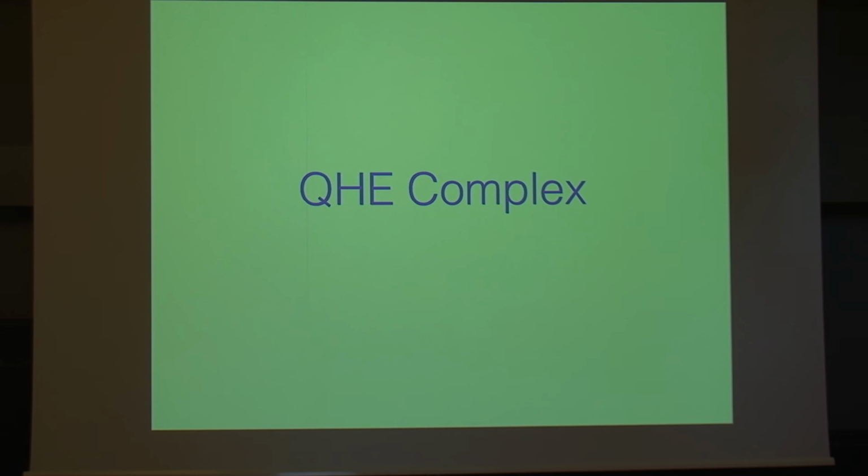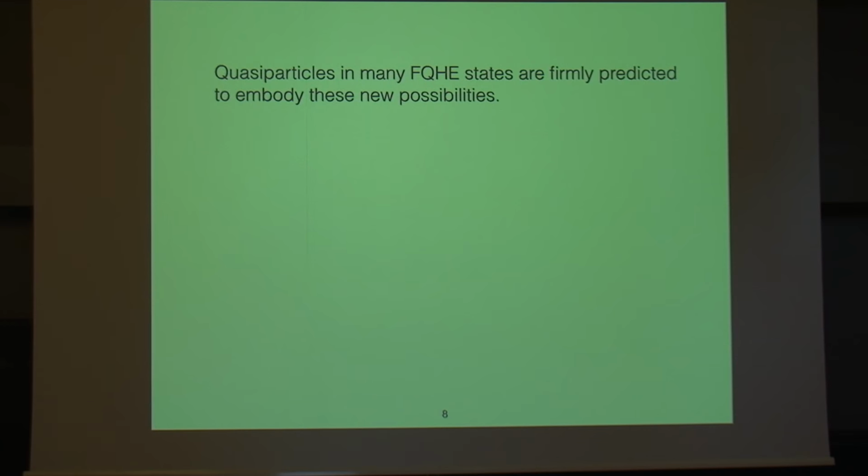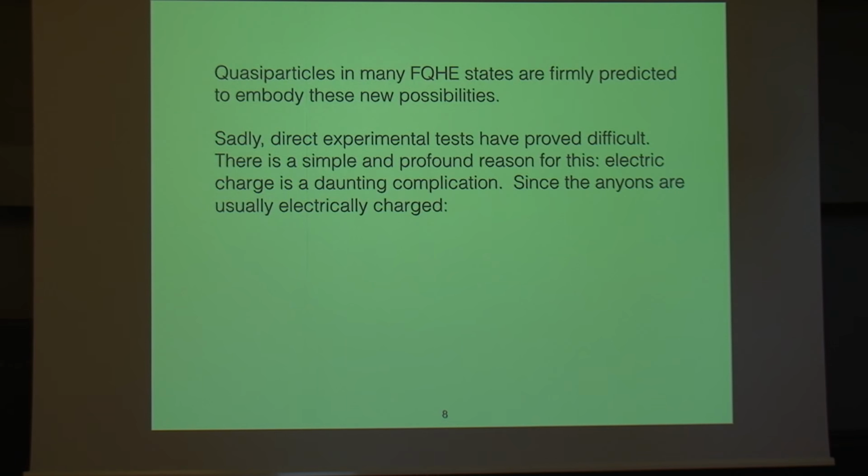So let me first discuss the quantum Hall effect complex briefly to tell you, first, to reassure you that these ideas have an instantiation, but then secondly to say why we'd like to do better. So in the quantum Hall effect, we have anyons, but not much action. So I won't review this subject, but there's a vast literature going back 30-odd years now that quasiparticles in many fractional quantum Hall effect states are firmly predicted to embody these new possibilities, fractional and even non-abelian statistics. Sadly, however, the experimental consequences have been kind of meager. Back in the 80s, when I was first thinking about these things, I thought within 6 months we'd have these experiments. This is not the LHC we're talking about, but tabletop materials.